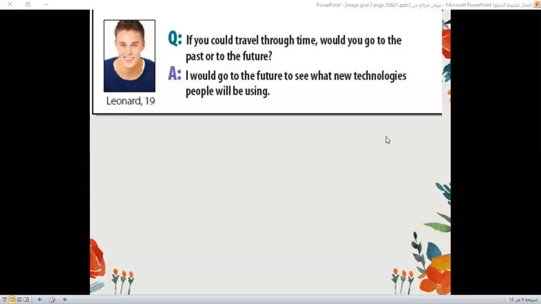If you could travel through time, would you go to the past or to the future? I would go to the future to see what new technologies people will be using. Okay, this is a very nice question. If you could travel through time, would you go to the past, or would you like to see the future and what's in the future that you might not live in? Yes, Dima. Where do you want to go? To the future? Why?